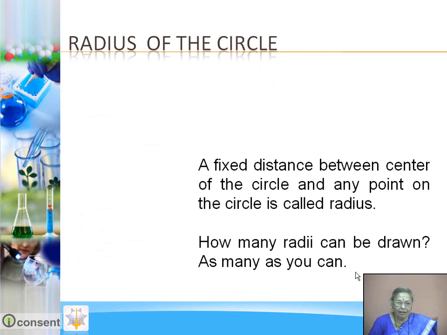Now look at this figure. There is a point in the center of the circle and any point on the circle forms a segment with point C. This segment is called the radius of the circle.